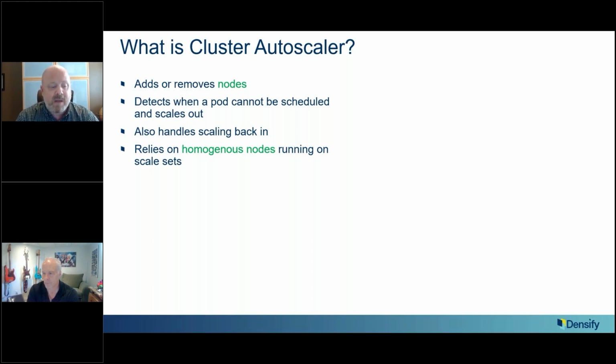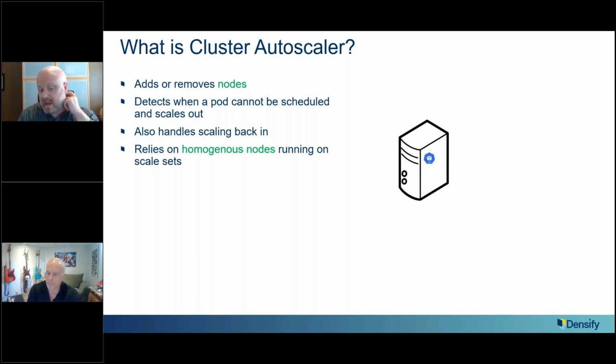Another thing to keep in mind about Cluster Autoscaler, which we'll mention when we get to the next slide, which is Karpenter. One of the features of Cluster Autoscaler is it primarily relies on homogeneous nodes. So that's in the form of scale sets or scale groups, where typically every node, at least within a node group, is exactly the same size, exactly the same type. So that's just something to keep in mind.